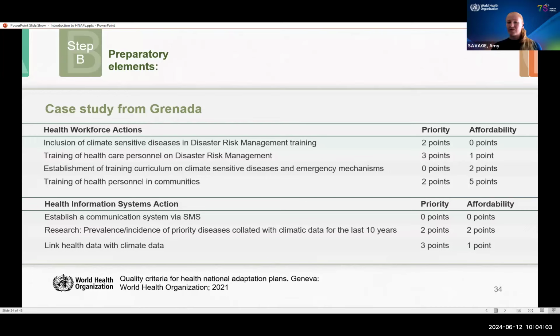What are the priorities of the health sector, and affordability? So with expert judgment, they used a simple point system and gave points to each of the adaptation actions. And that was how they prioritized for this current iteration of their HNAP. What were the adaptation actions that were feasible to take forward?